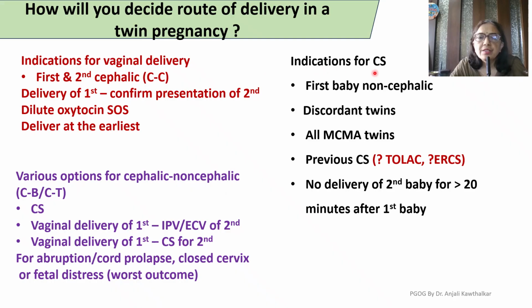Clear indications for cesarean section will be: first baby is non-cephalic, discordant twins, all monochorionic monoamniotic twins. In a case of previous cesarean section, again there is a question mark. Some of the guidelines are advocating trial of labor after cesarean section, whereas most of the guidelines are going for elective repeat cesarean section. If the second baby fails to deliver for greater than 20 minutes after the delivery of the first baby, it is also an indication for cesarean section. The greater the interval between the delivery of the first and second baby, the poorer the perinatal outcome for the second baby.